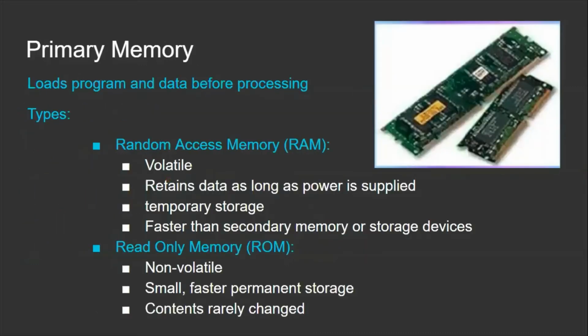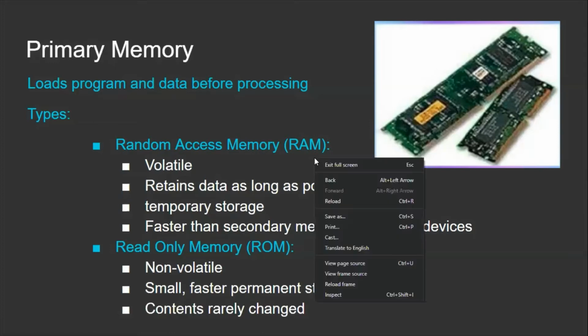Now, the primary memory. The primary memory loads program and data before processing. Basically, before we process data, the primary memory will load that data so that the CPU can easily access it. And then we have two types of primary memory. The first is random access memory, or RAM. In a lot of computers' specifications, you'll see 4 GB RAM, 8 GB RAM, 16, 32, depending on your requirements. So that's what the RAM is.